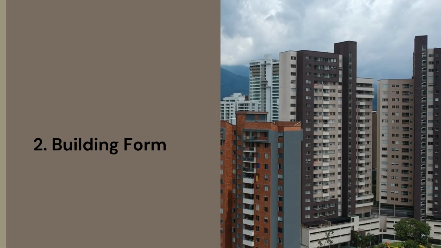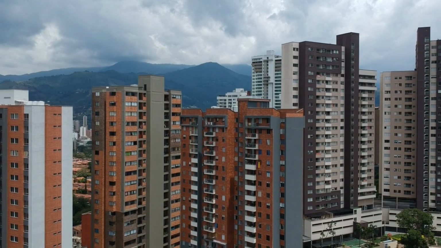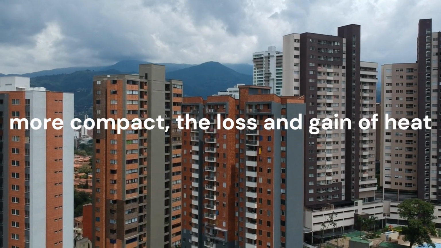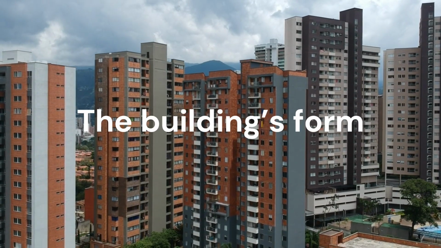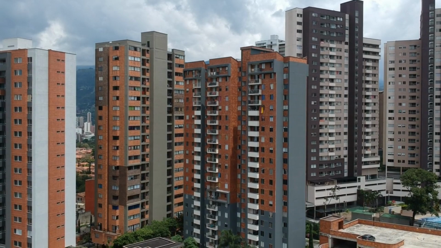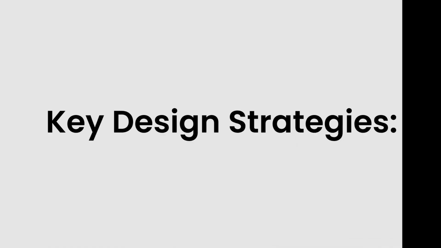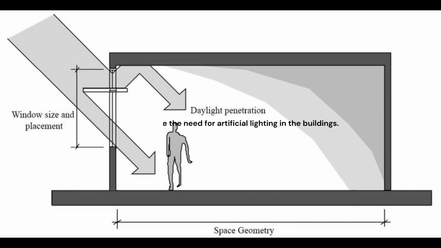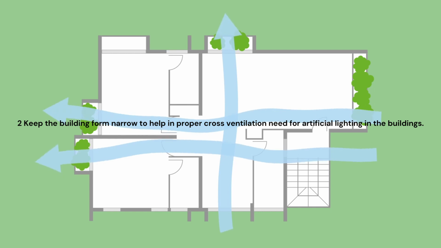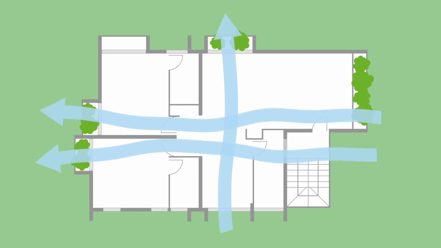2. Building form. When the shape of the building is more compact, the loss and gain of heat by the building will be less wasteful. The building's form also determines the flow of air inside the building. Key design strategies. 1. Reduce the depth of the building to reduce the need for artificial lighting in the buildings. 2. Keep the building form narrow to help in proper cross-ventilation.